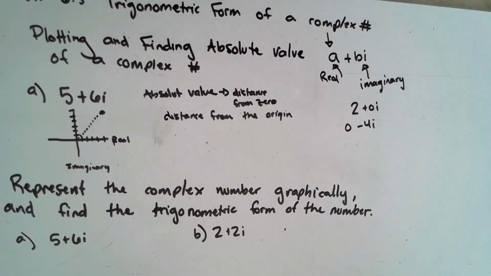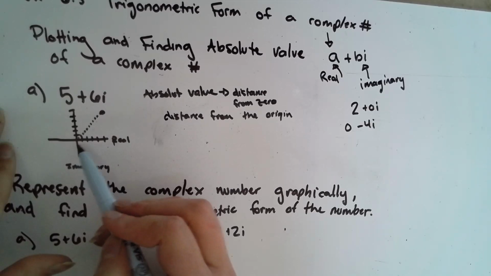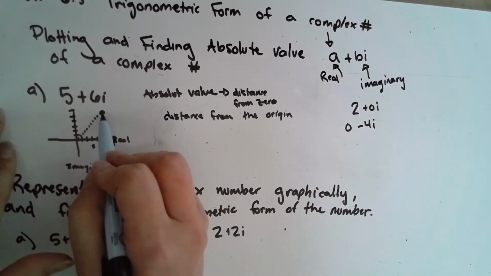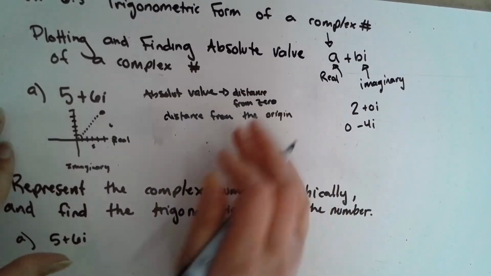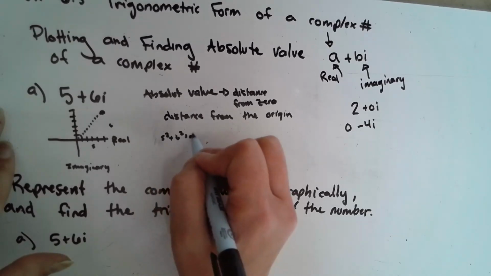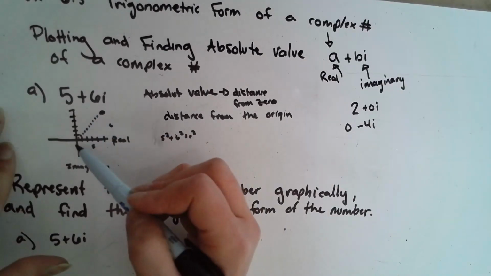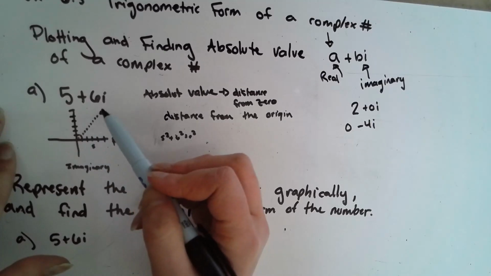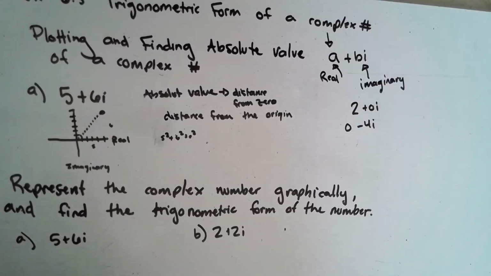As I said, this is similar to vectors. It has some overlap in concepts, but we could think about this a few different ways. We have a distance of 5 and a distance of 6, so we could just do the Pythagorean theorem: 5 squared plus 6 squared equals c squared. You could also think about it as a magnitude. The absolute value of a complex number is very similar to the magnitude.